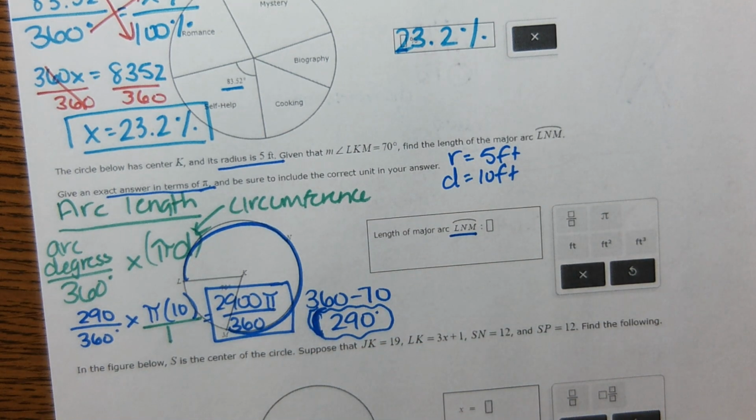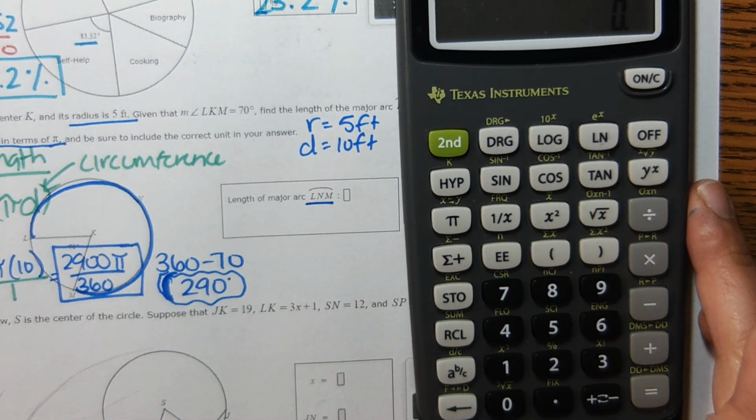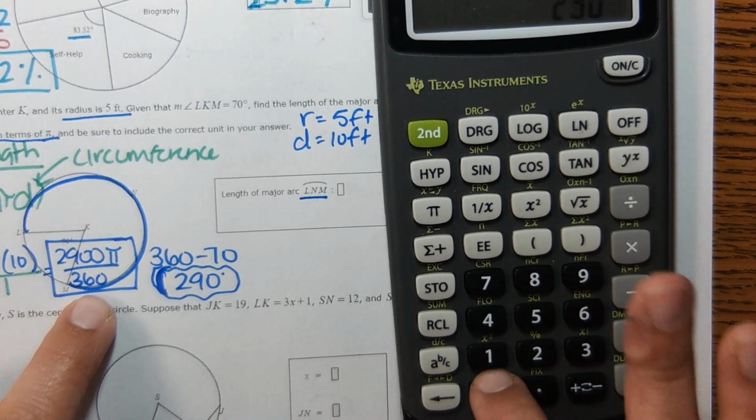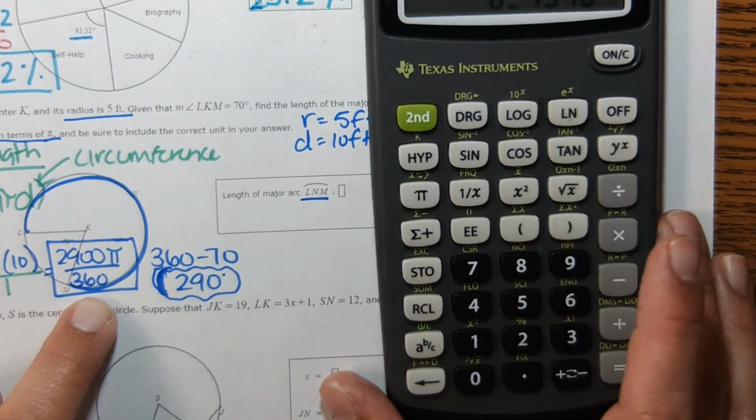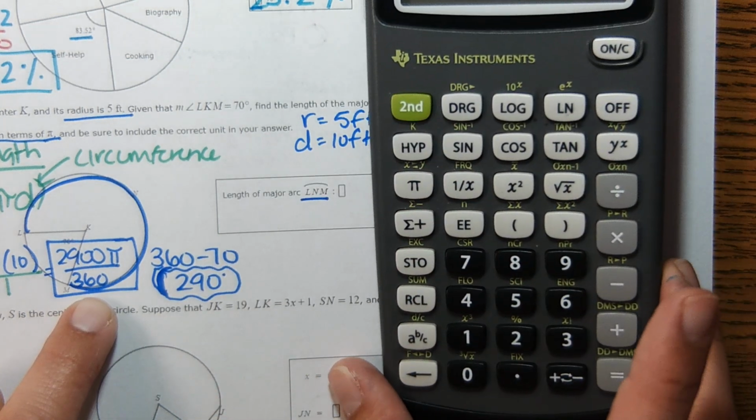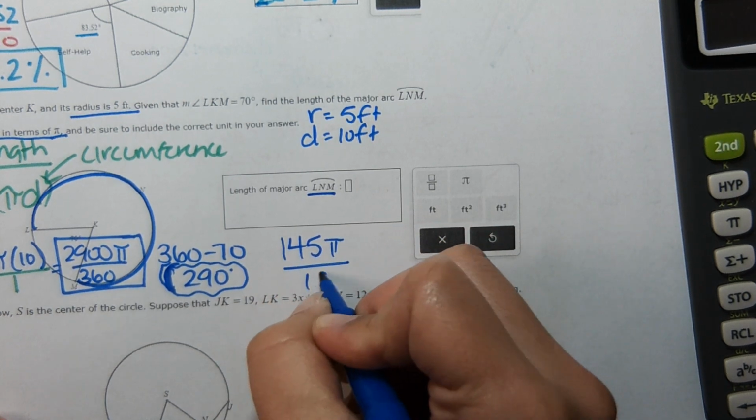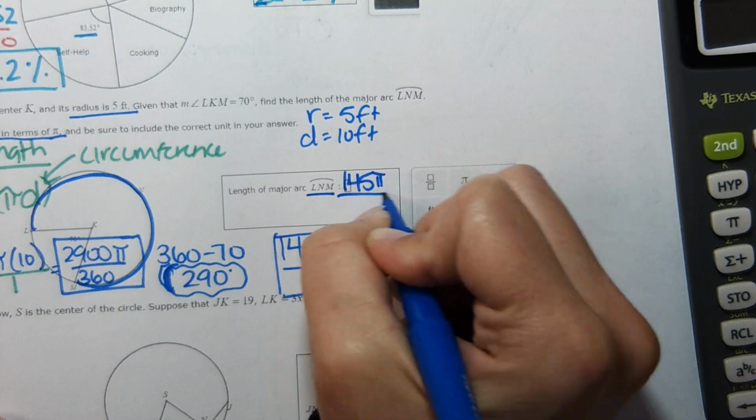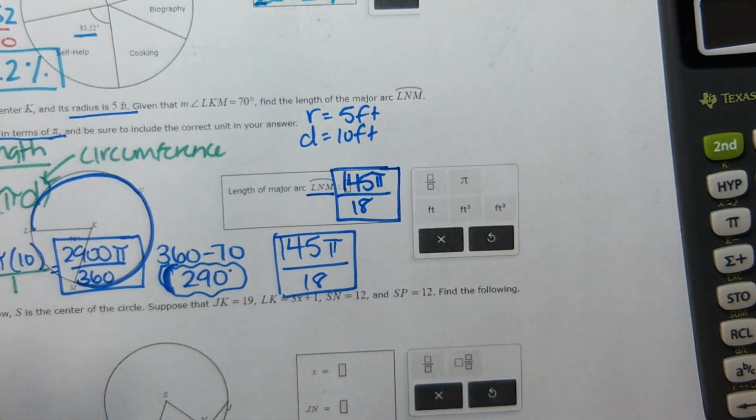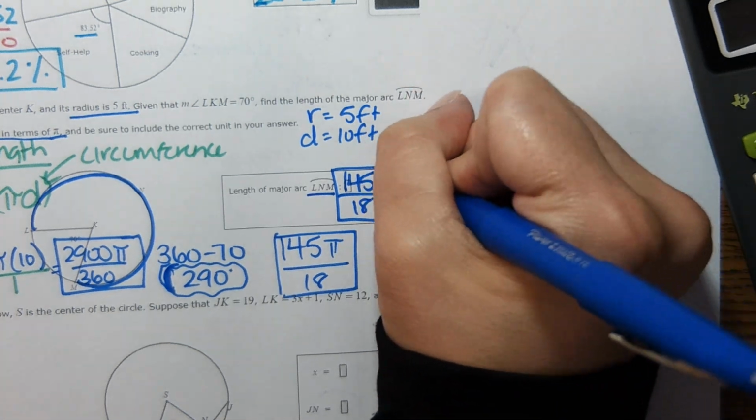One way to simplify it would be using a calculator. So in the calculator, you can do 2900 divided by 360, and then turn it into a fraction, an improper fraction, and you get 145 pi over 18. Oh, and then the unit would just be a length, so it would be feet.